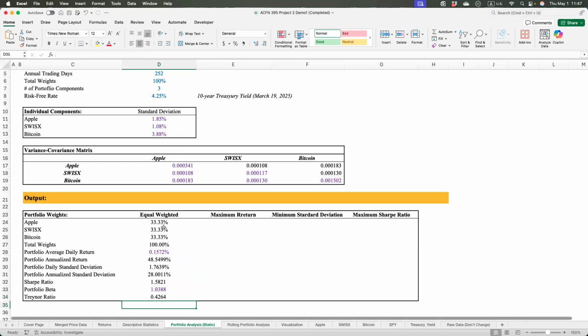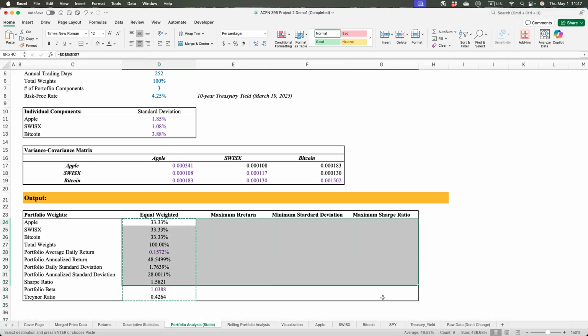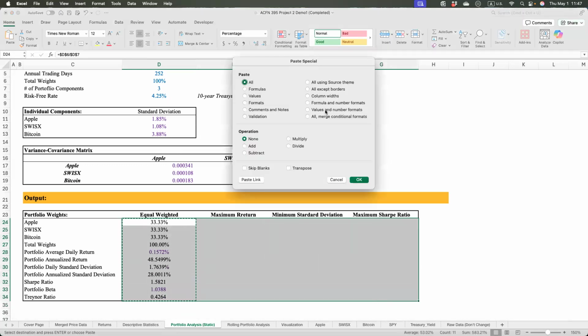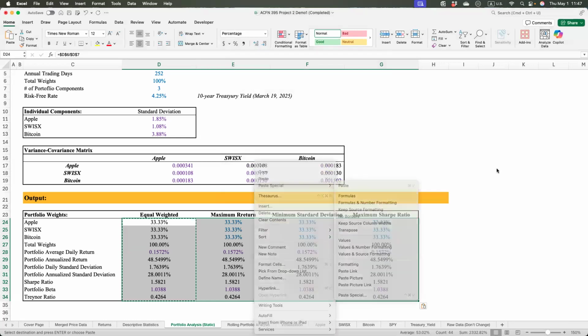Okay. Once you get the equal weighted portfolio statistics assessment done, we can basically just copy this entire column and then we're going to paste the formula. Do not paste the values, we paste the formulas, or you can right click your mouse to paste the formulas there. Okay.